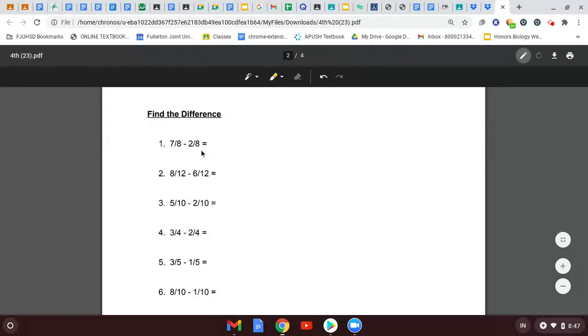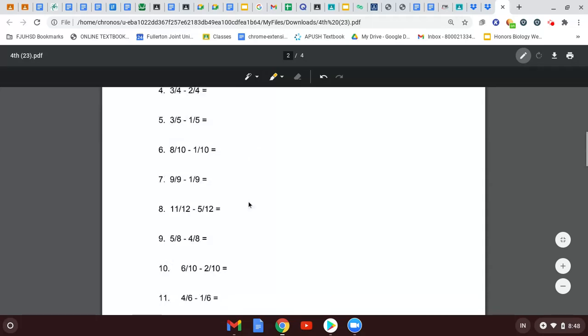Finding the differences, this is pretty easy. Since the denominator, or the number on the bottom, is the same, you can just do 7 minus 2, which is 5/8, for example. And then everything else is basically the same thing. Yeah.